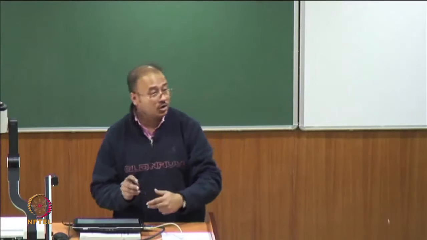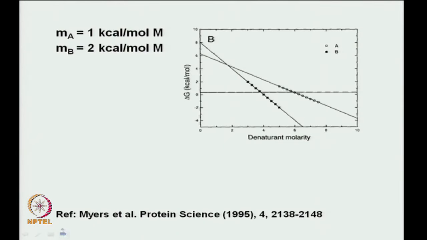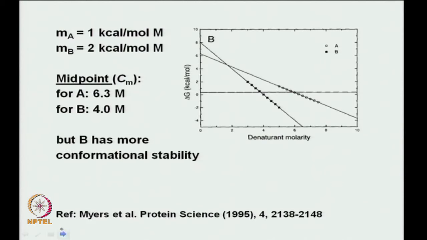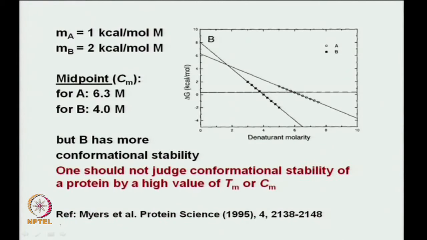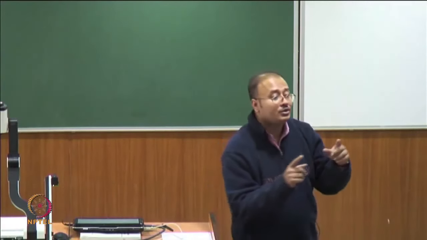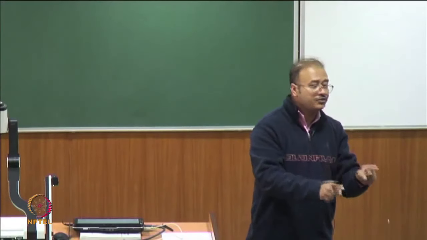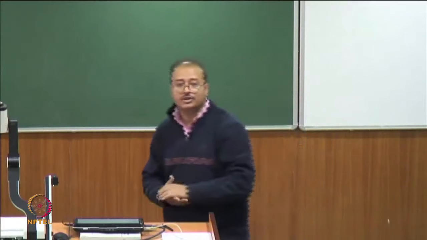So, essentially now what Pancham was saying is, look at the last statement. One should not judge conformational stability of a protein from a very high value of Tm. Okay? If the thermodynamics of that pair of proteins gives you this information from your thermal denaturation, it should give you the same information for your chemical denaturation, because both of these follow the same thermodynamics.